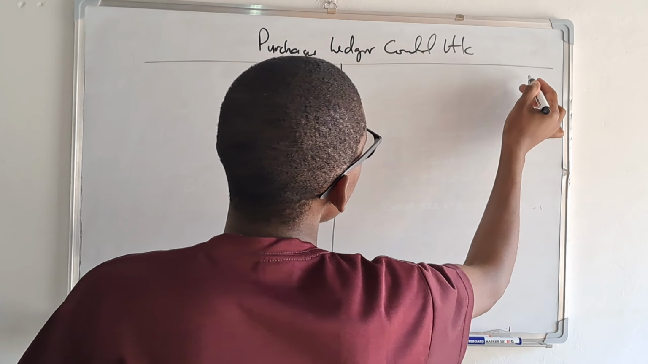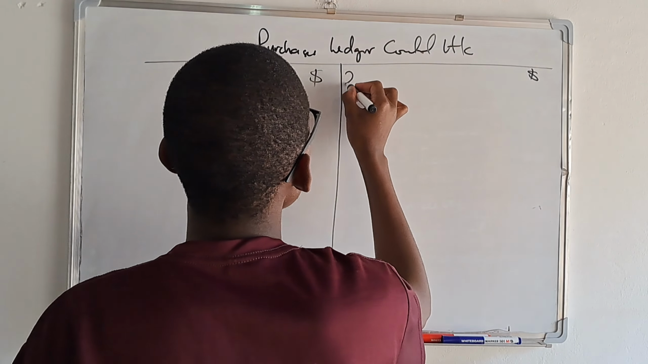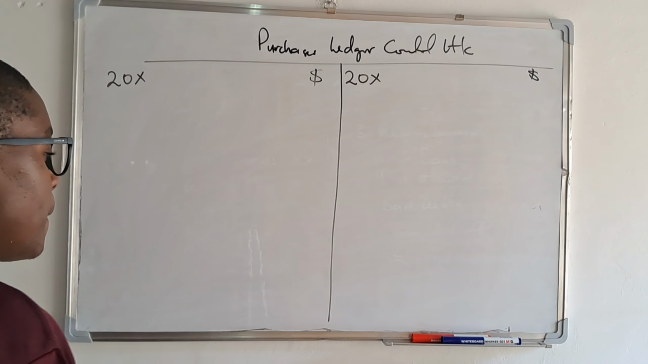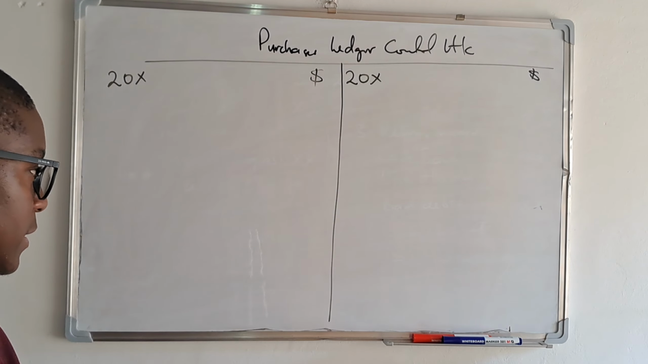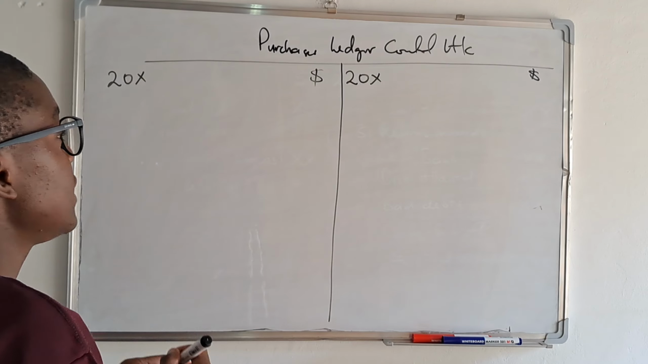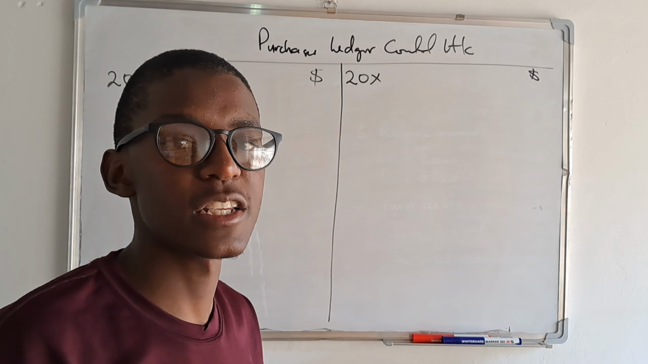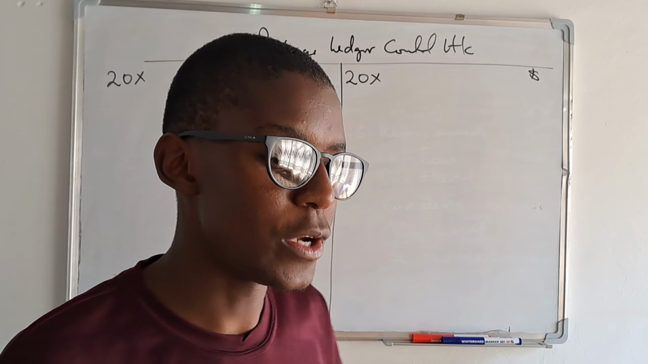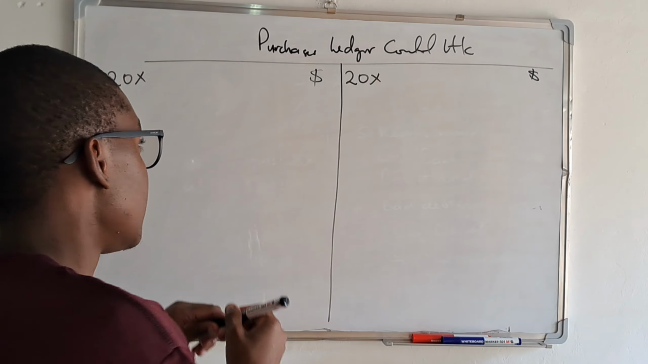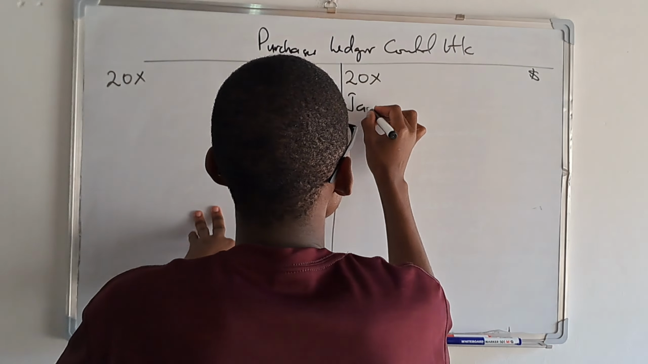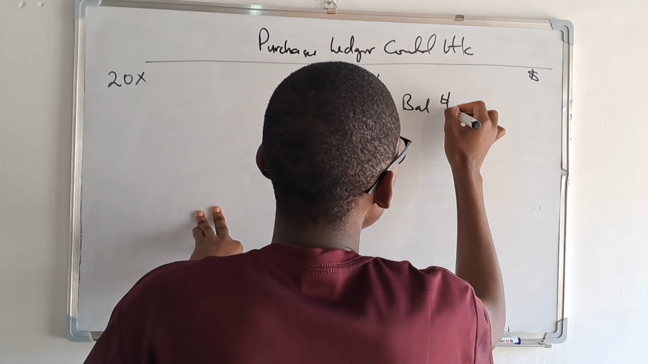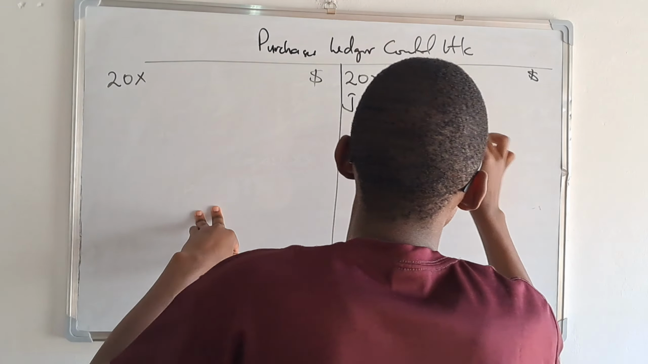We are now the customers. You first put the current sign, you put your debts. Then you are not yet done. You need to know that a purchases ledger control account has got a credit balance. In our last video, we illustrated that a sales ledger control account has got a debit balance. In this scenario, a purchases ledger control account has got a credit balance.